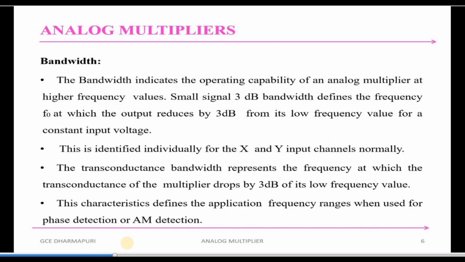Now let us discuss the bandwidth. The bandwidth indicates the operating capability of an analog multiplier at higher frequency values. The small signal 3 dB bandwidth defines the frequency f naught at which the output reduces by 3 dB from its lower frequency value for a constant input voltage. This is identified individually for the x and y input signals. The transconductance bandwidth represents the frequency at which the transconductance of the multiplier drops by 3 dB from its lower frequency value. This characteristic defines the application frequency ranges when used for phase detection or AM detection.